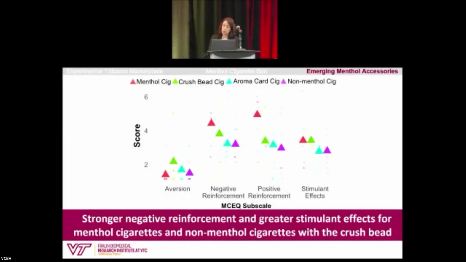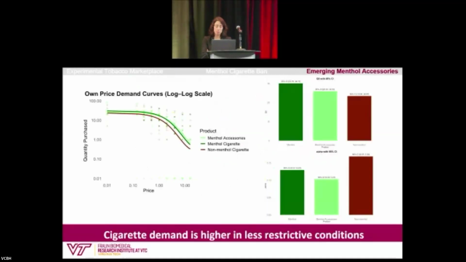So when we look at the MCQ subscales, we observed stronger negative reinforcement and greater stimulant effects for menthol cigarettes, as well as for non-menthol cigarettes mentholated with the crush balls. We think that the exposure time of the cigarette to the menthol card may not be sufficient, so we are currently only testing 1 hour. And this is a variable we might want to investigate in a different study. So the timing of exposure to the menthol cards.